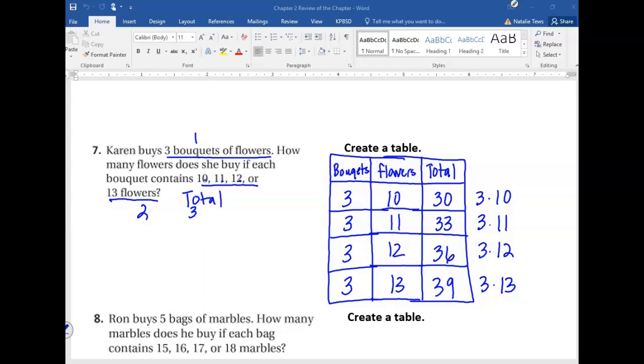Common error alert. When people are creating tables, a lot of times they don't know what else to add. They're like, oh, I don't know. But see how we added this third column for the total? That's usually the one that gets forgotten, is the total column. So don't forget that when you're doing your test.